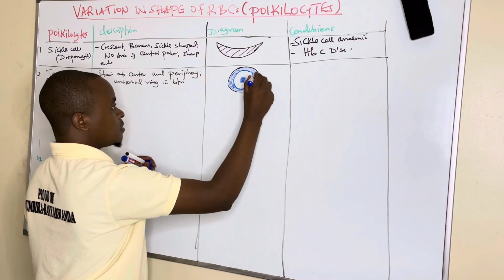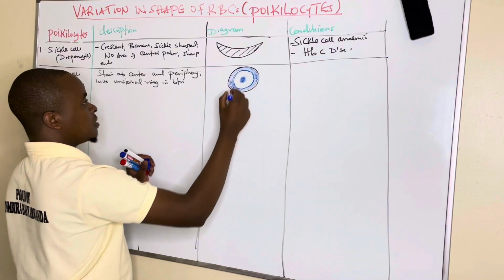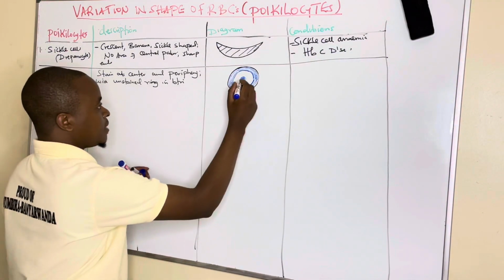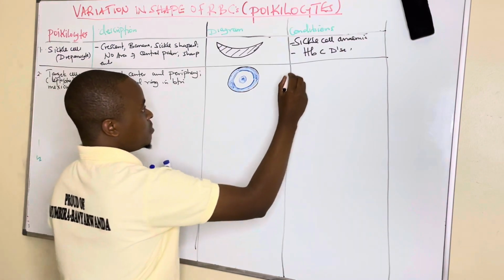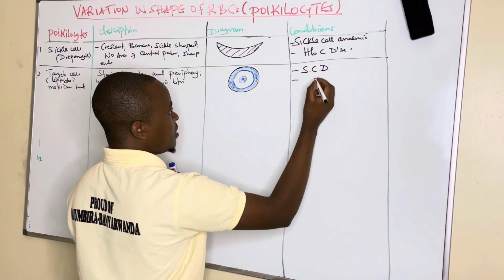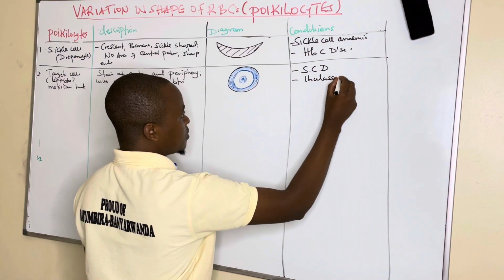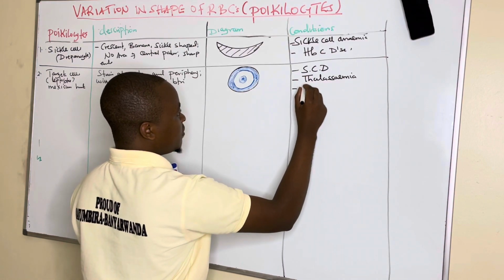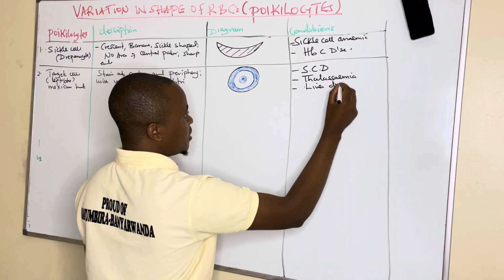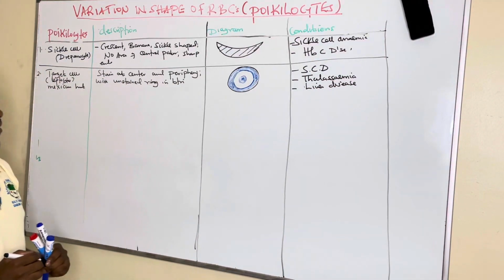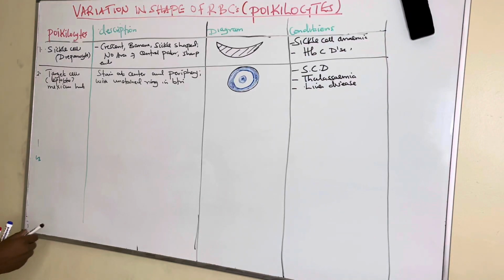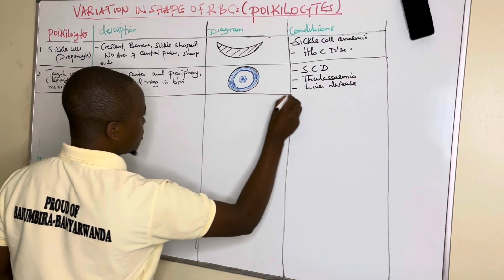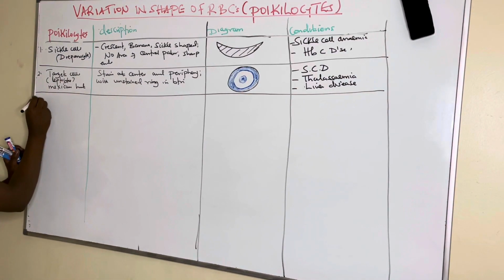These target cells are seen in different conditions. You see these target cells in sickle cell disease. We find them in thalassemias. Find them in severe liver disease. So these are some of the conditions where we find target cells. That is the second cell we can discuss in this session.